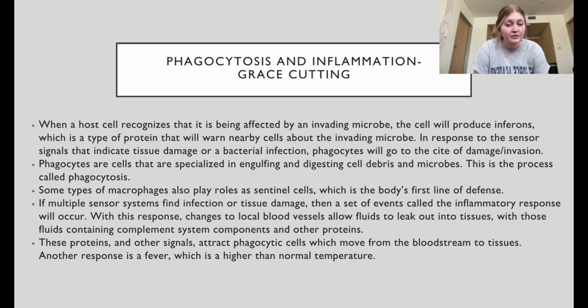Some types of macrophages also play roles as sentinel cells, which is the body's first line of defense. If multiple sensor systems find infection or tissue damage, then a set of events called inflammatory response will occur. With this response, changes to local blood vessels allow fluids to leak out of the tissues, with those fluids containing complement system components and other proteins. These proteins and other signals attract phagocytic cells, which move from the bloodstream to tissues. Another response is fever, which is a rise in temperature that's higher than normal.